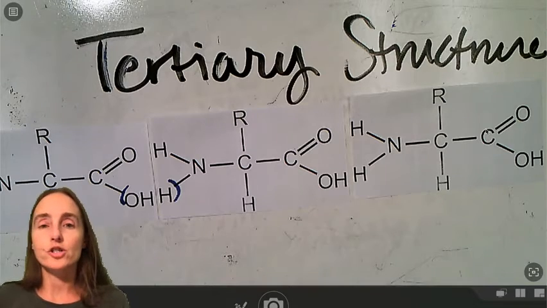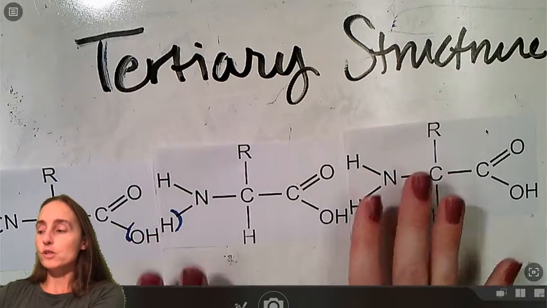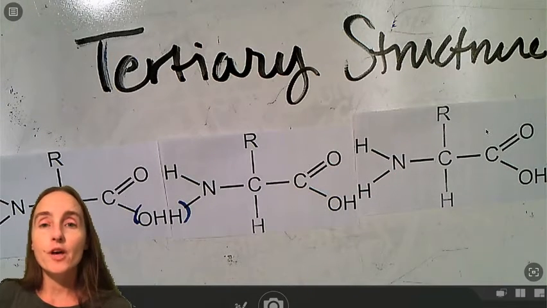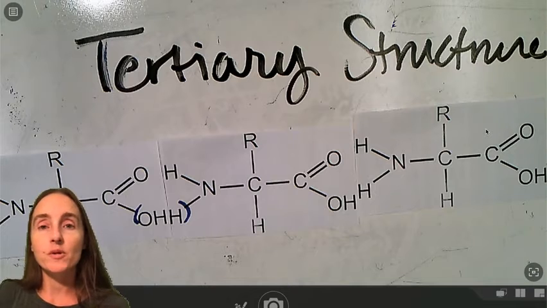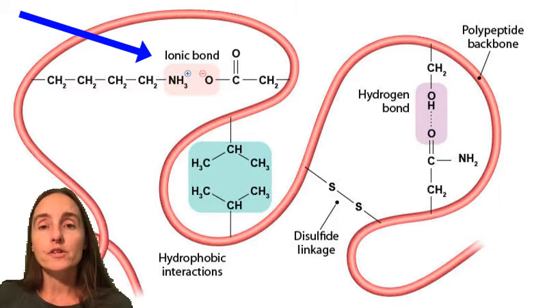So here's how the tertiary structure works. In the tertiary structure, your R groups, your side chains, have different properties. Some of them have a positive charge and some of them have a negative charge. Of course, those will be attracted to each other with an ionic bond. Positive plus negative is going to get you an ionic bond.